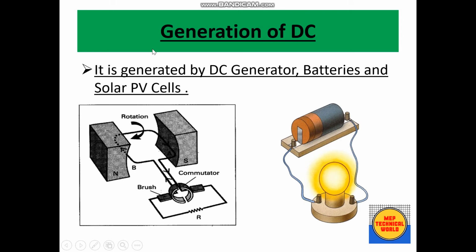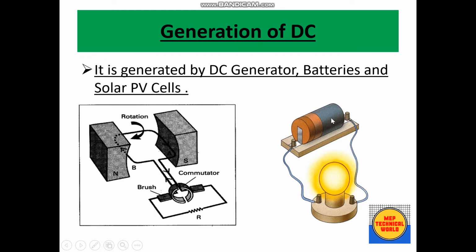Now come to generation of DC. It is generated by DC generators, batteries and solar PV cells. First we move to the DC generator. Initially the DC generator produces AC. However, by means of a commutator, AC is converted to DC. Hence, we get DC at the output of the DC generator.